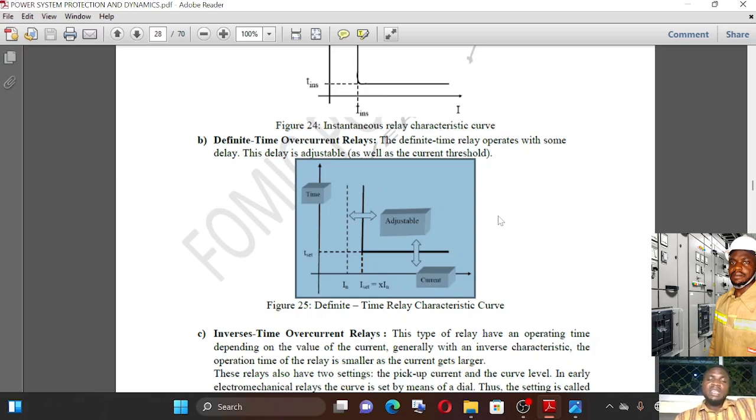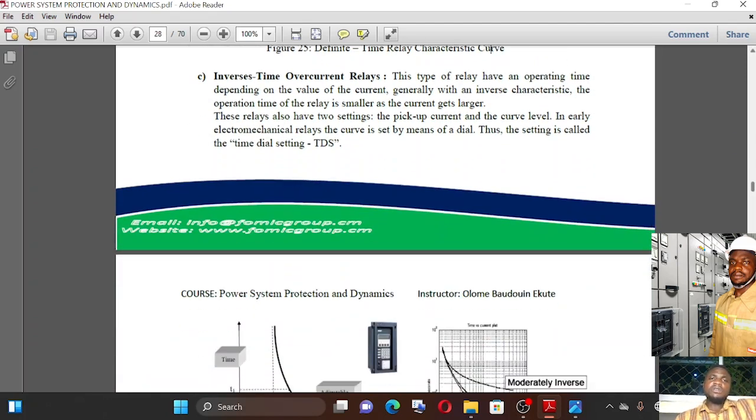So for the instantaneous relay, the time has been defined at 0.1 second. With a definite time, that time can be changed to maybe 0.3 seconds or whatever time you wish. But when it has been configured as such, the tripping occurs within that defined time for any amount of fault, whether the fault is thousands of amperes or whatsoever, it trips within that same time which has been set. Okay, then we have the inverse time overcurrent relay.